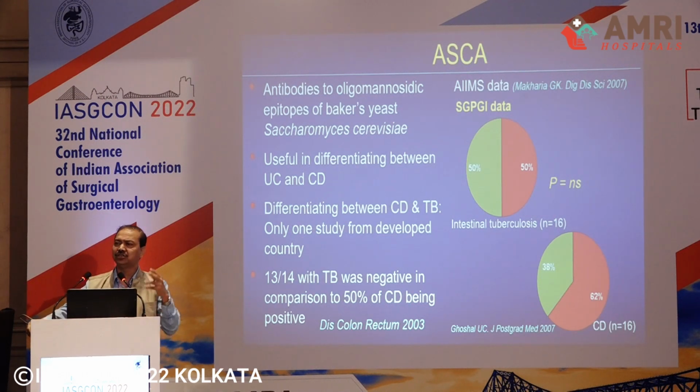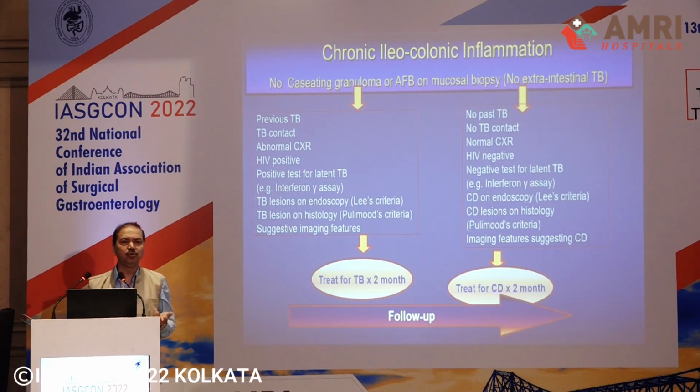What we did is we tried to look at anti-Saccharomyces cerevisiae antibody in tuberculosis patients and Crohn's patients, and we found it occurs in equal frequency, which is quite expected because the small bowel is damaged in TB, the small bowel is damaged in Crohn's, therefore the antigen will go inside and will produce antibody. Now what will you do then?